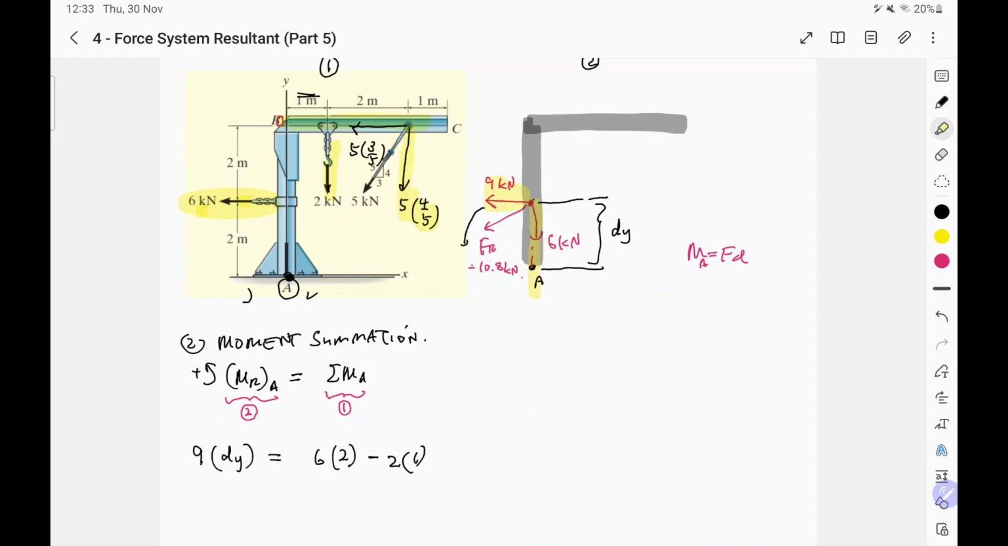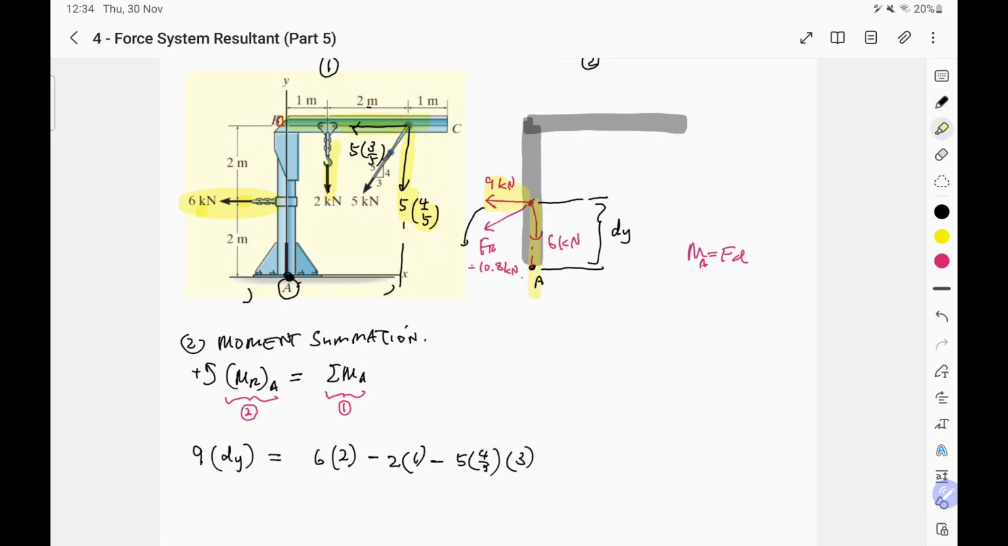So if I convert this one first, the magnitude of the force is 5 times 4/5. So what is the perpendicular distance relative to the rotation point? It will be here. 1 plus 2, the distance will be 3. Will it create clockwise or counterclockwise motion? This is clockwise, so in the equation it will be negative. Okay, that's done. And then don't forget we have one more here.